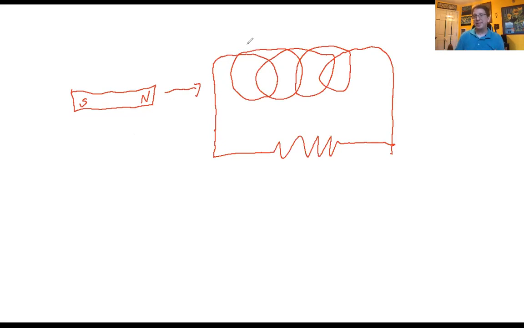Now, the North Pole is facing the coil. So remember, magnetic fields point out of the North Pole and into the South Pole. So as the North Pole of the magnet is approaching the coil of wire, B is going to point to the right, at least B through the coil of wire is going to point to the right as it's approaching. And as it's approaching, the magnetic field is going to increase. So the magnitude is going to increase.